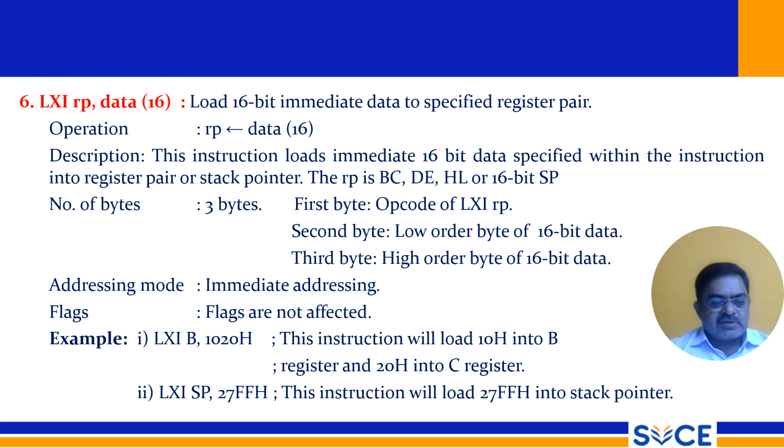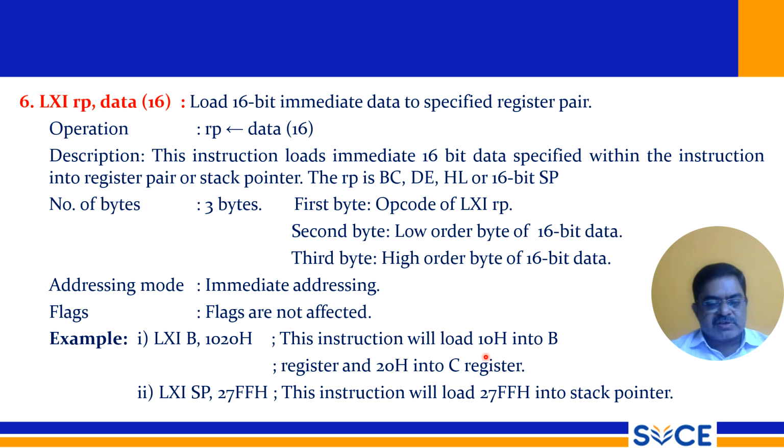And the sixth one is LXI RP, data. Here the X means it is operating on the RP register pair, and data is 16-bit data. The RP is a register pair, and it is capable of storing 16-bit data. Since it is LXI, the I is present, so it is immediate addressing mode. No flags are affected.